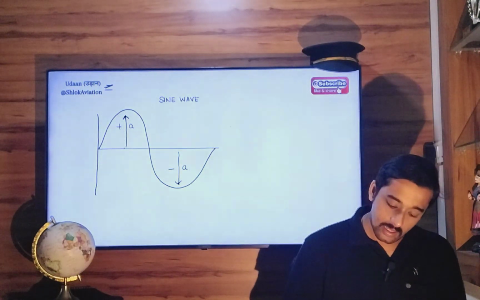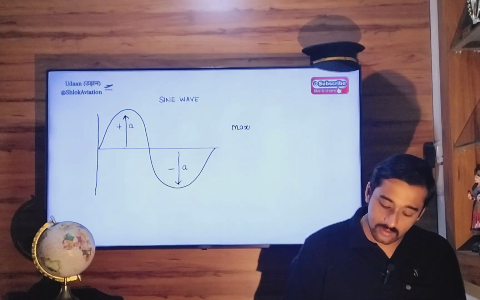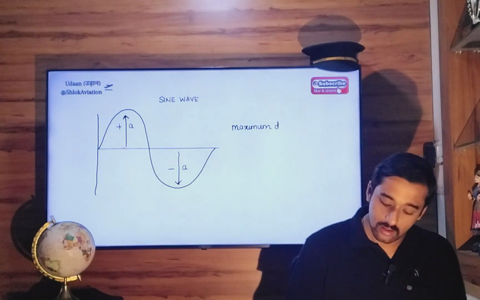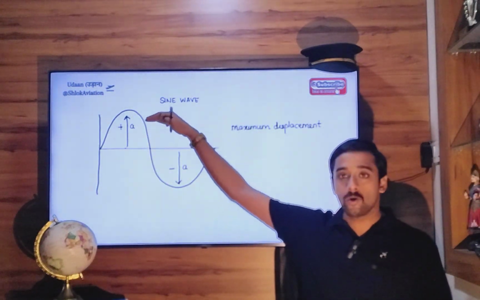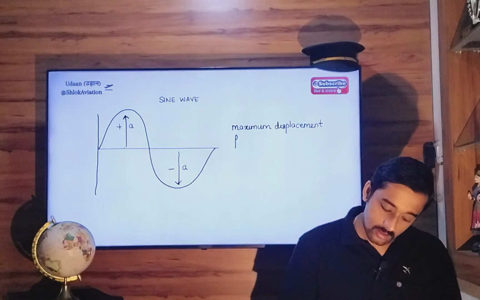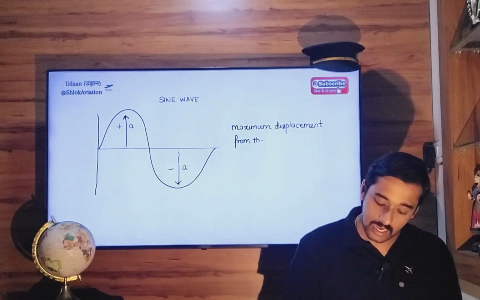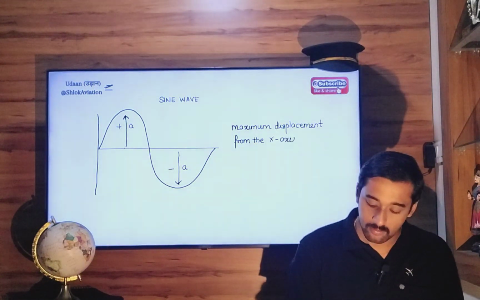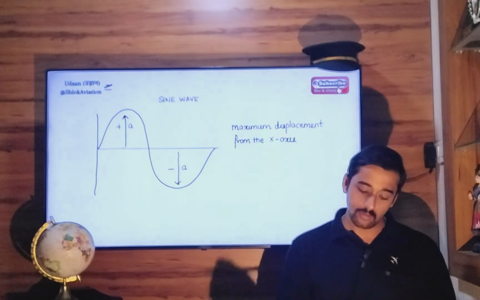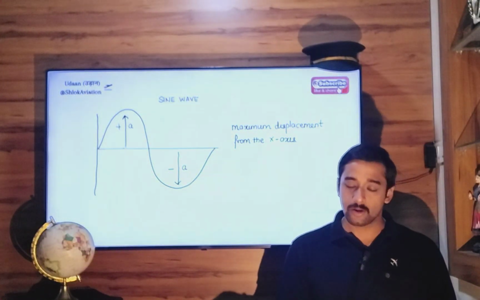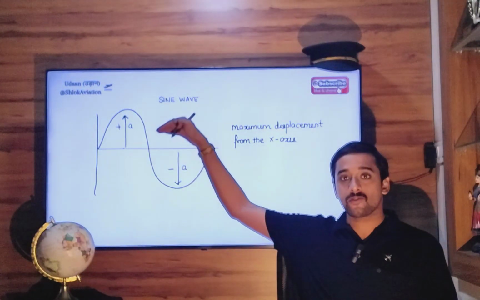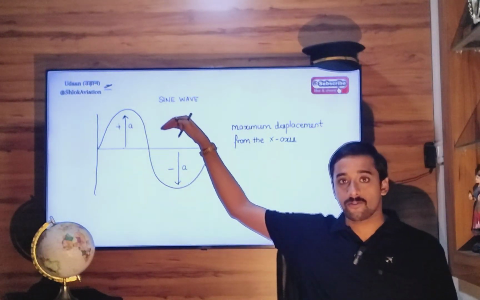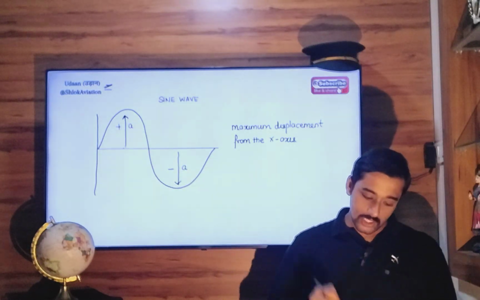Now what is amplitude? Amplitude is nothing but the maximum displacement of the radio wave from the x-axis. Remember this. You can find a better definition also, but if anybody asks you amplitude, it is the maximum displacement of the radio wave from the x-axis, above the x-axis or below it, in quadrant 1 or quadrant 4. So that is one thing.